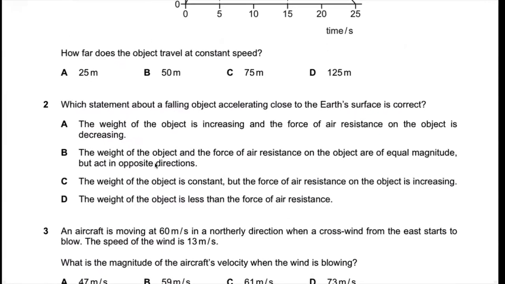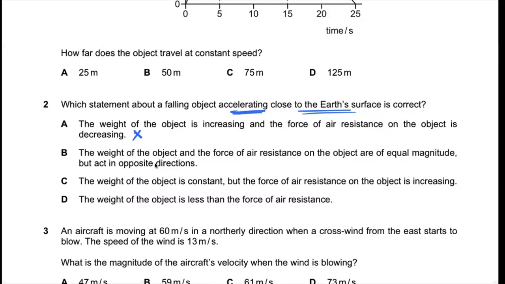Question number 2. Which statement about a falling object accelerating close to the Earth's surface is correct? Close to the Earth's surface is basically indicated so that you can think about air resistance. The weight of the object is increasing, force of air resistance is decreasing. Wrong, the weight is not increasing. Weight of the object and force of air resistance on the object are of equal magnitude and act in opposite directions. This could very well be true, but let's think about this. But again, no, it can't be true, right?